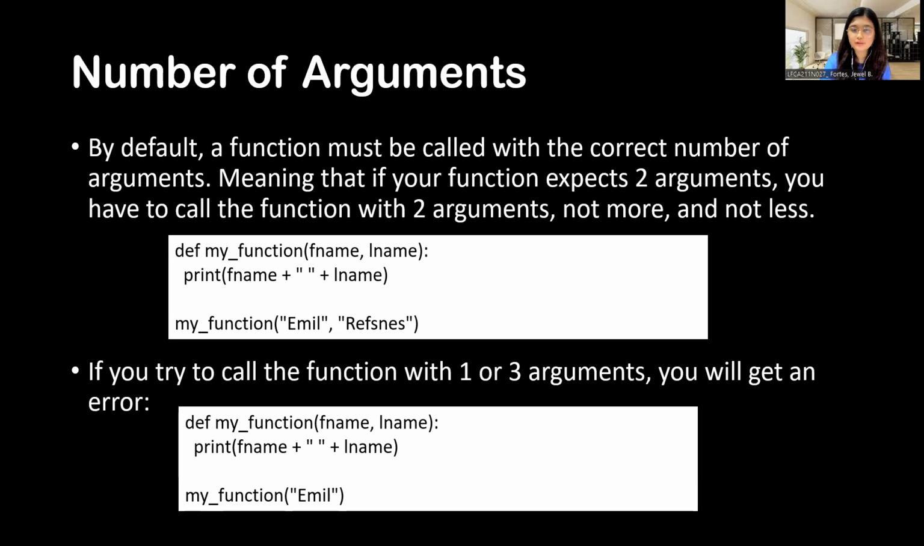So, if you try to call the function with 1 or 3 arguments, you will get an error. So, dito sa baba, if you call a function with 1 or 3 arguments, you will get an error. Dito naman sa taas, this function expects 2 arguments. So, makakakuha siya ng 2 arguments. That's it.